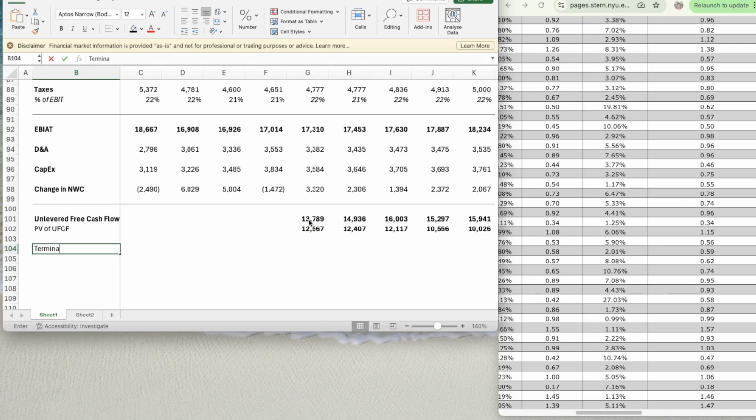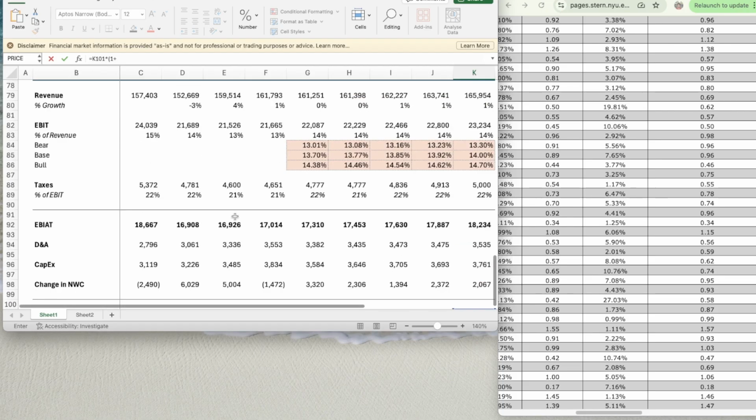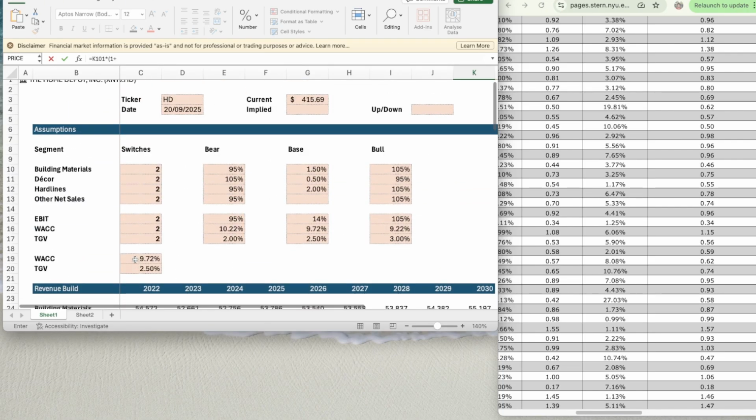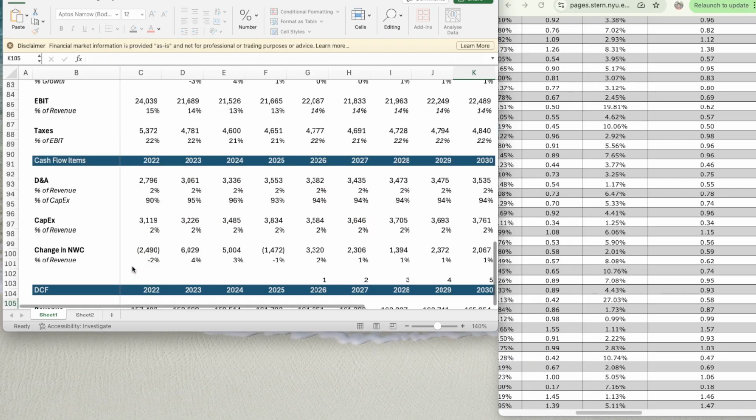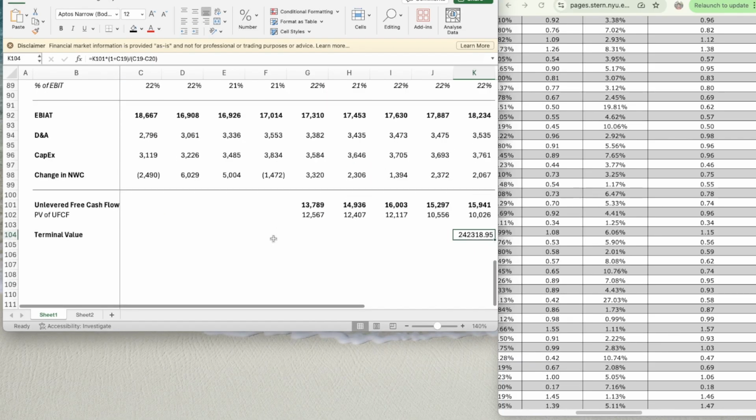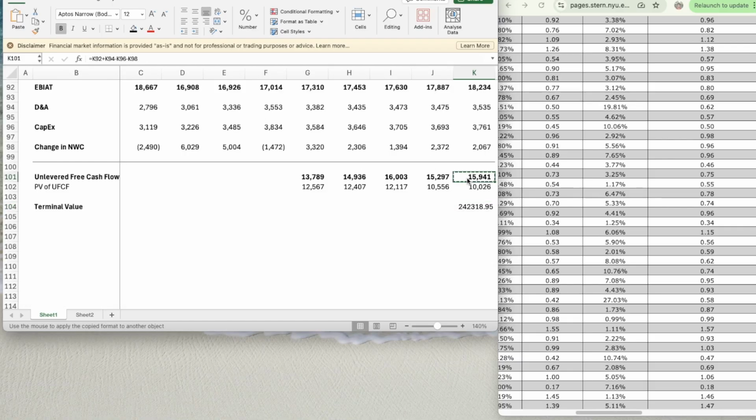Now we want to look at what the terminal value of the company is. Let's maybe distinguish them a bit more. So the terminal value is going to equal the final year multiplied by 1 plus the WACC, divided by the WACC minus the terminal growth value. And that's what we get as the terminal value, 242 billion.